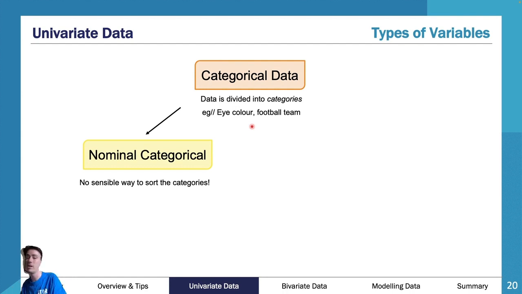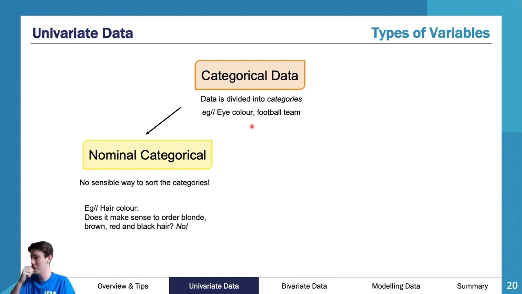I can do brown eyes first, I can do blue eyes first, I can do green eyes first, I can do aqua eyes first, I can do hazel eyes first. It doesn't really matter which order I put these in. So in this case, I do hair color. I've got blonde, brown, red, black, etc. There's no way of ordering that.